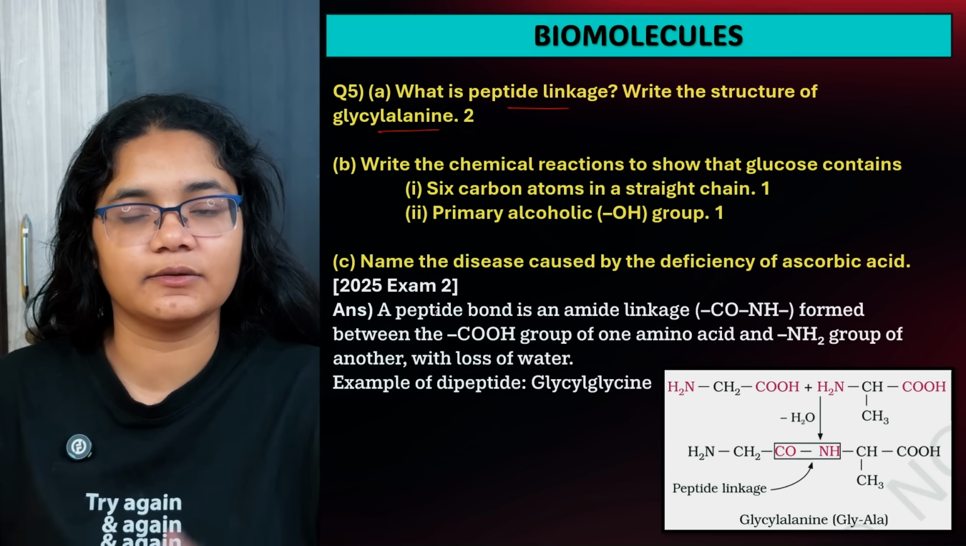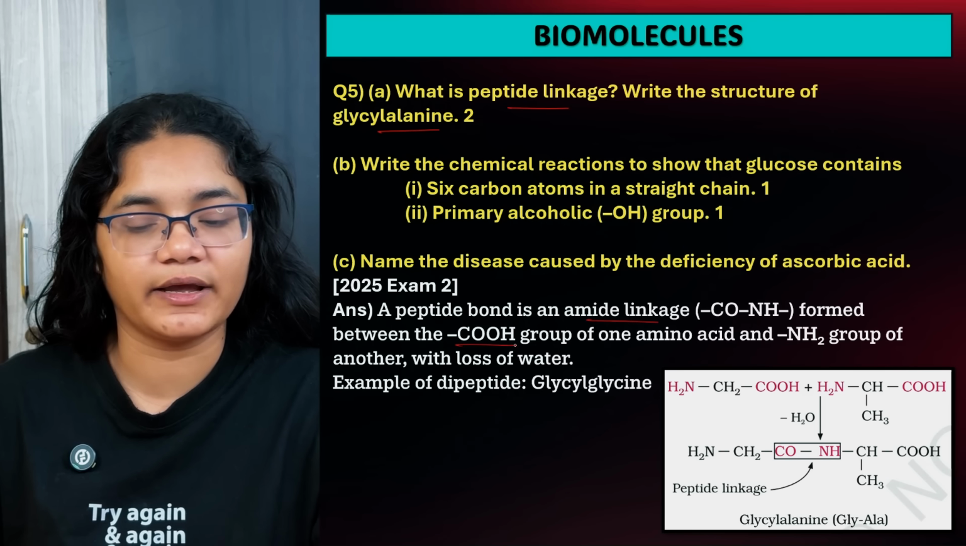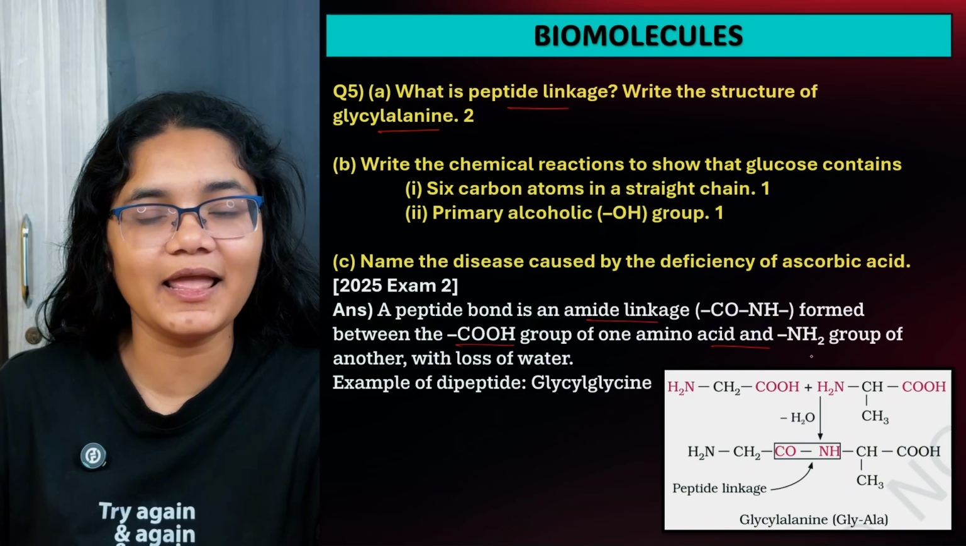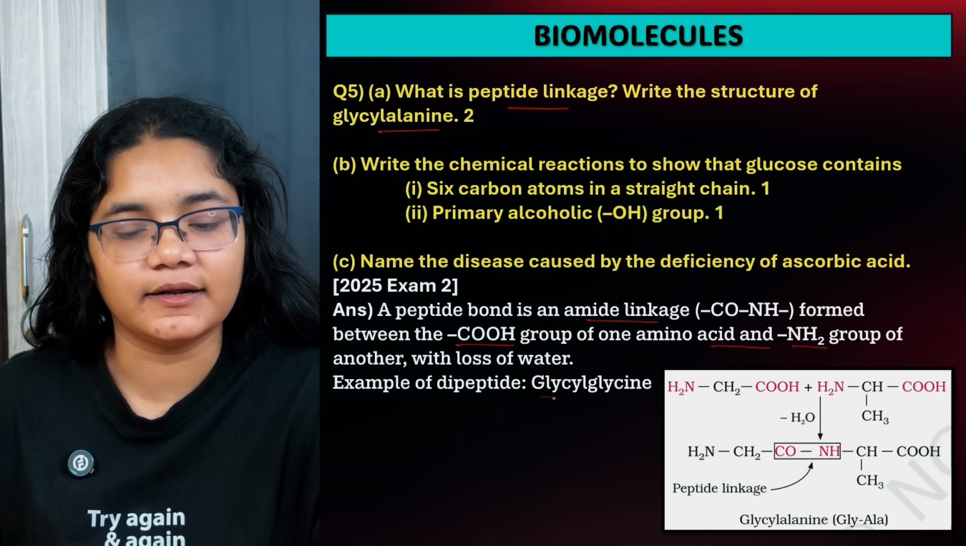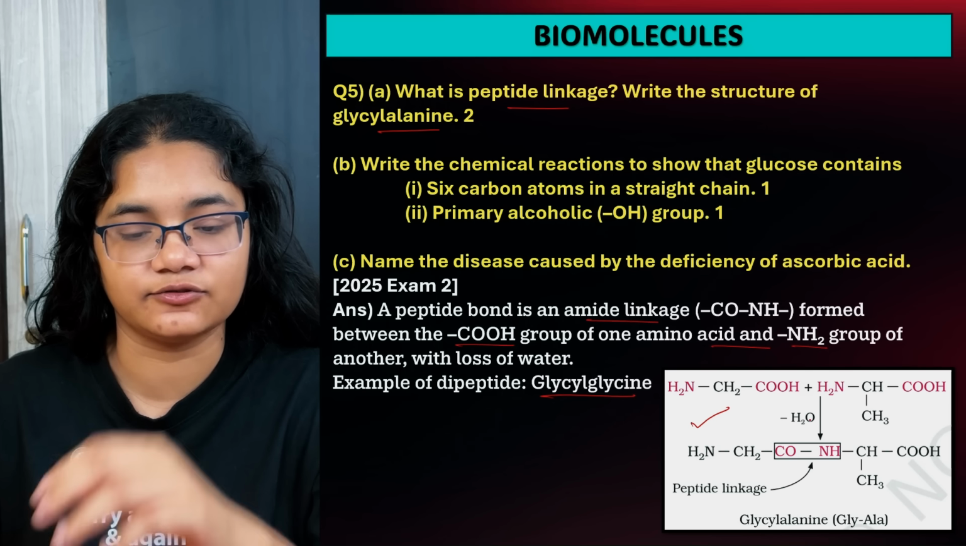Next question is, what is peptide linkage, and draw the structure of glycyl alanine. So peptide linkage is an amide linkage formed between the COOH group and the amino group NH2, and here there is a glycyl alanine formed. This is the formation of the bond. You can check this also.